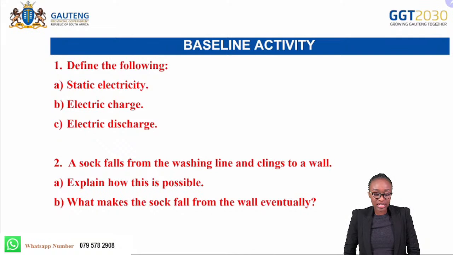So the first question is define the following. There are 3 terms you need to define. The first one, A, is static electricity. The second one, B, is electric charge. And the third one, C, is electric discharge. And then the second question reads, a sock falls from the washing line and clings to a wall. A, explain how this is possible, and then B, what makes the sock fall from the wall eventually. I'm going to give you 5 minutes to answer these questions, and then after 5 minutes, we will look at the solutions together.